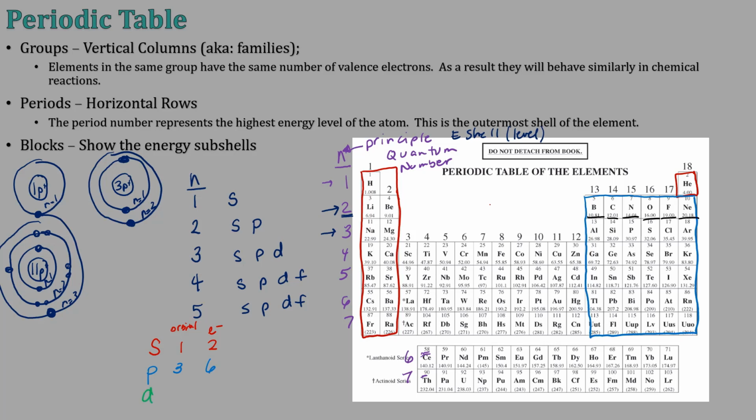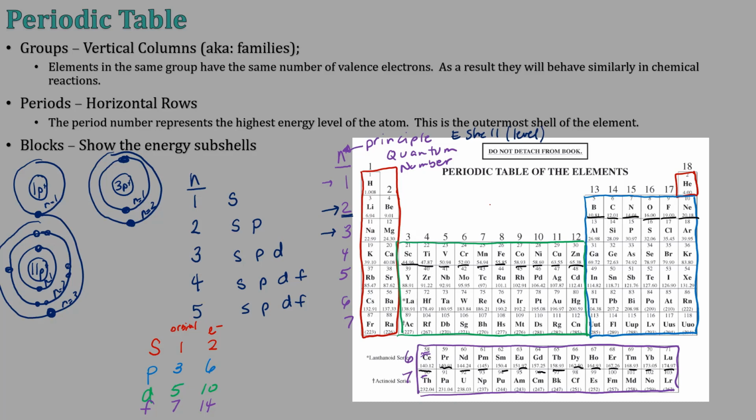And then the D block is right here in the middle, where we consider the transition metals to be. It's got 5 orbitals, and there are 10 electrons. If we look, it's 1, 2, 3, 4, 5, 6, 7, 8, 9, 10 across. And then the last one is F, and it's 7 orbitals, so it holds 14 electrons. That's these guys down here at the bottom, the inner transition metals. If we count, it's 1 through 14 across.